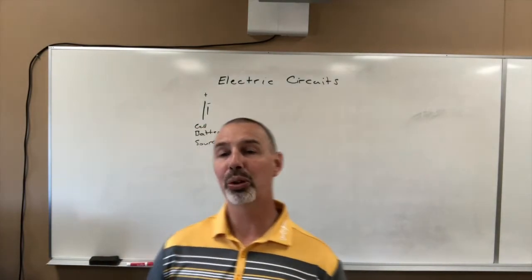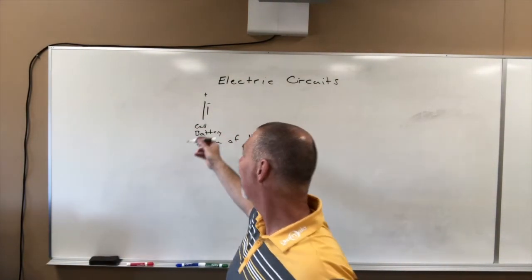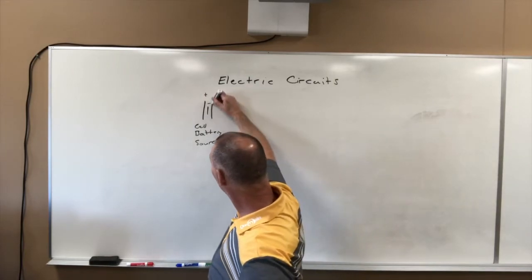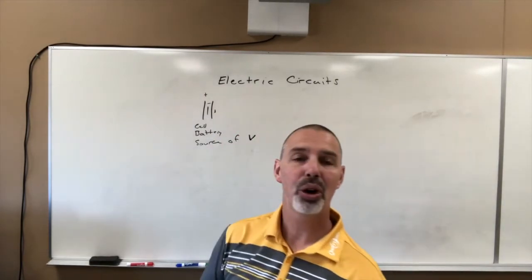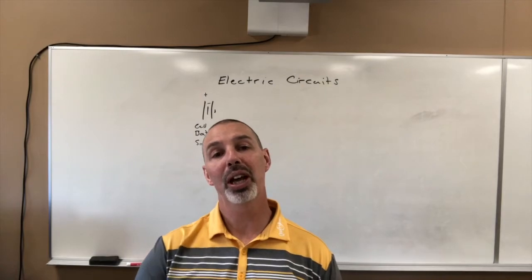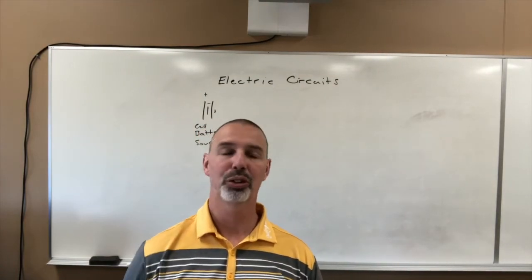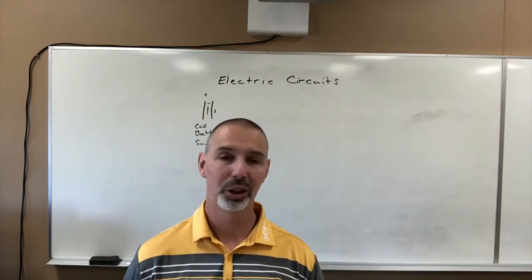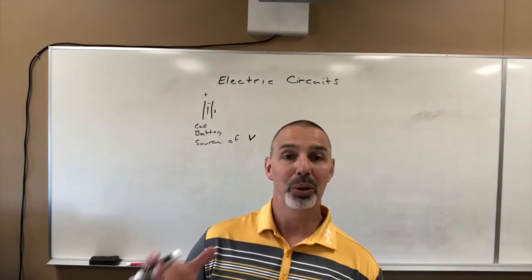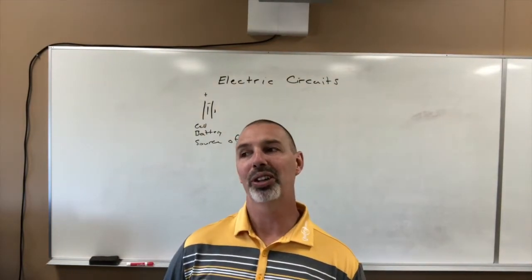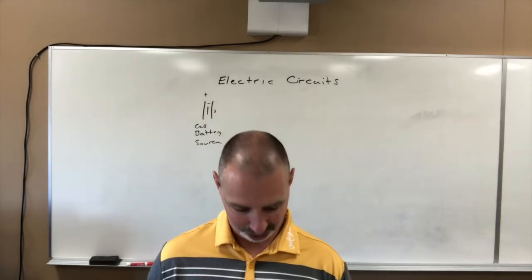Typically when we draw them, we'll draw them like this. We may add a couple more cells to it. It doesn't matter how many are drawn. And accompanying it will be a number: 12 volts, 24 volts, 120 volts, whatever it might be. It'll be written in there along with the cell, telling you what the potential difference is.